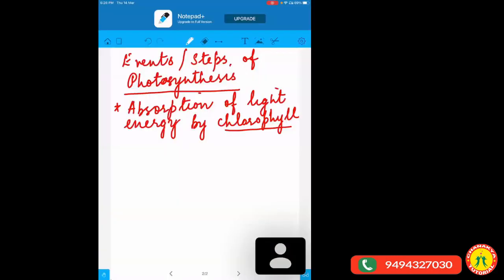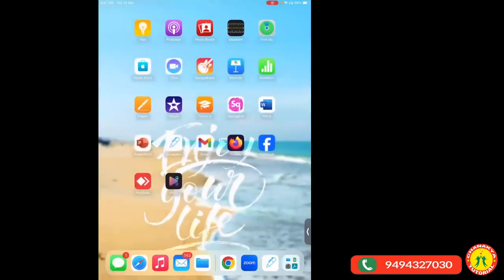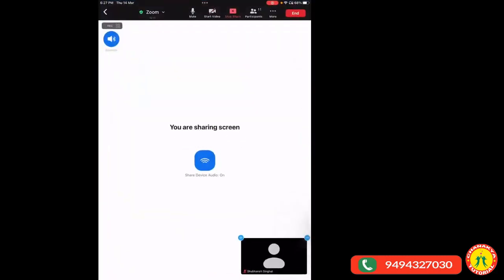And so this is the first important step of it. The first step is absorption of light energy by the chlorophyll. Now, they have absorbed the light energy. Now, in the second step, they will be converting it. Whatever light energy they have absorbed has to be converted. In what way does it have to be converted? In the physical form or any other form?